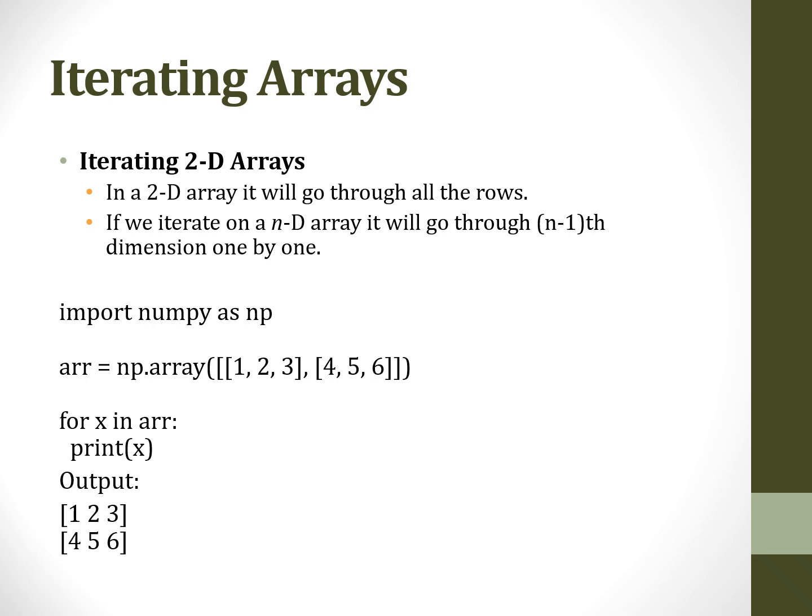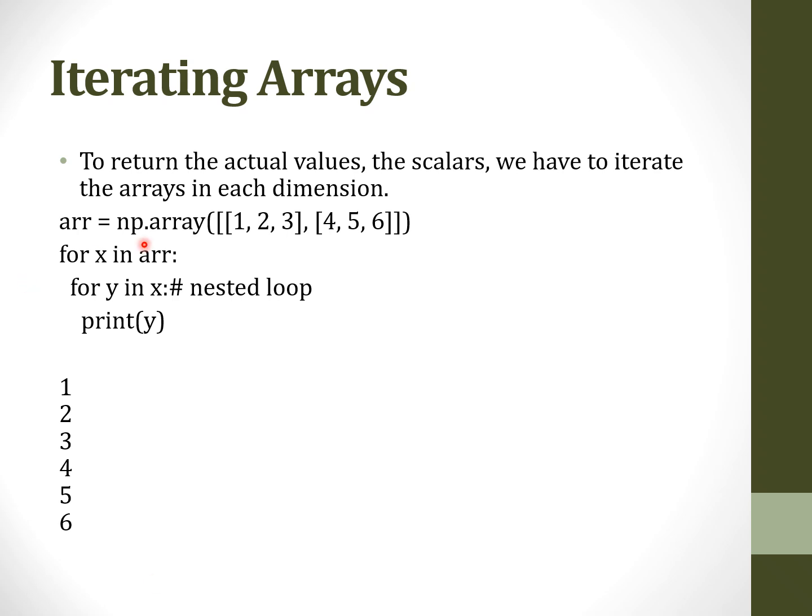Suppose we want to print the elements in a two-dimensional array element by element, as we have done in the one-dimensional case, then we have to follow this approach. For x in array, we'll have to give another loop. This is called a nested loop, a loop inside another loop. So after giving for x in array, we'll have to give for y in x. So one loop within another. This will help you print all the elements in the two-dimensional array one by one.